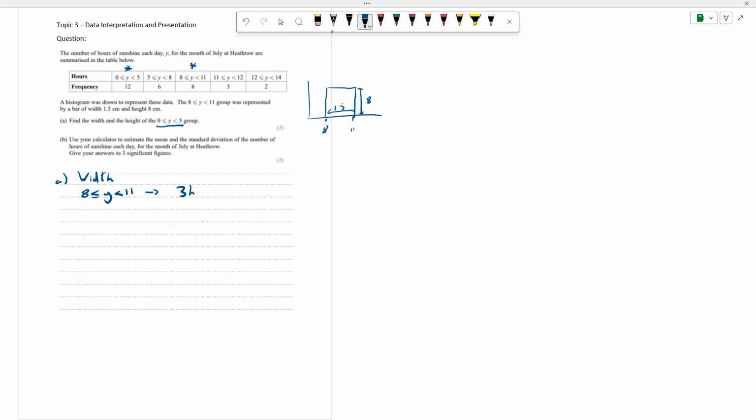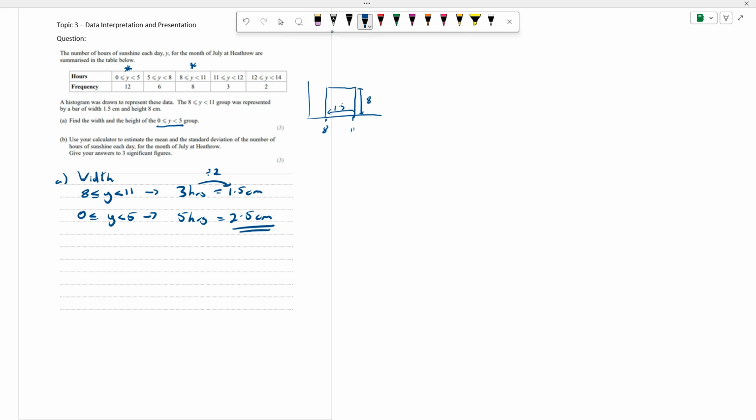Okay, 3 hours is the class width, and this is represented by 1.5 centimeters. So to go from that one to that one, I've halved it. If I look at the 0 to 5 in the same way, this is 5 hours, the class width. So if I'm using the same proportion, this should be 2.5 centimeters in width. Okay, so my width is 2.5 centimeters.